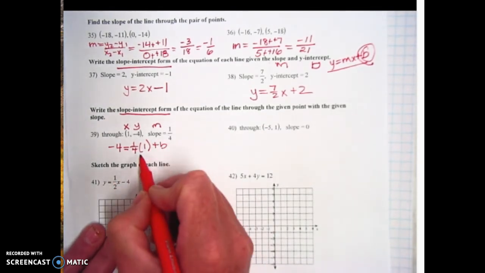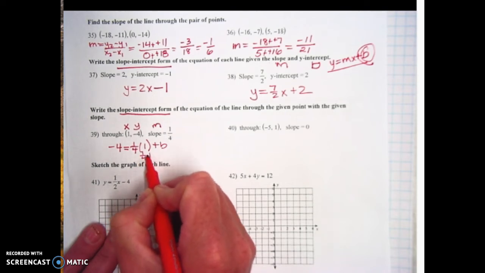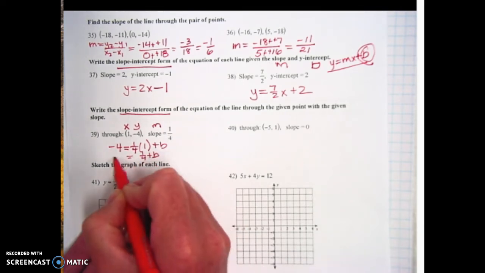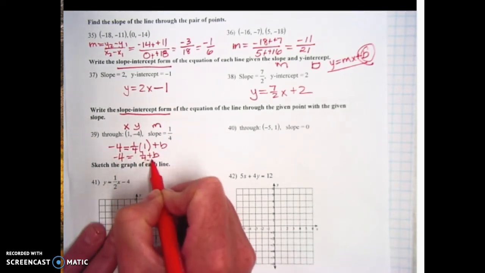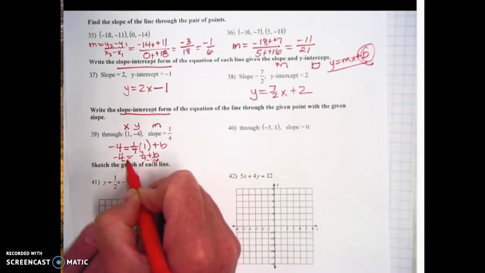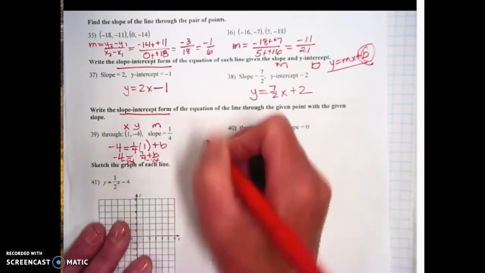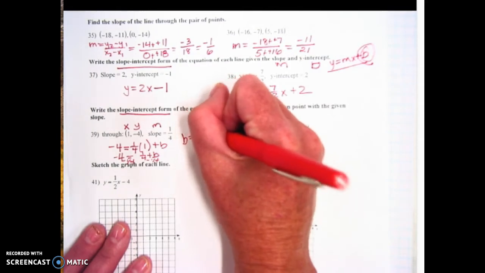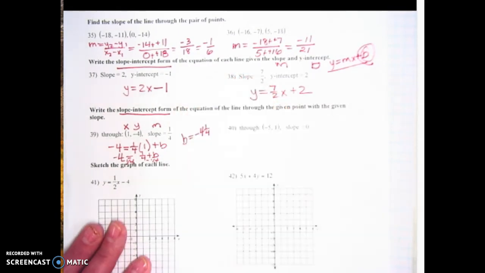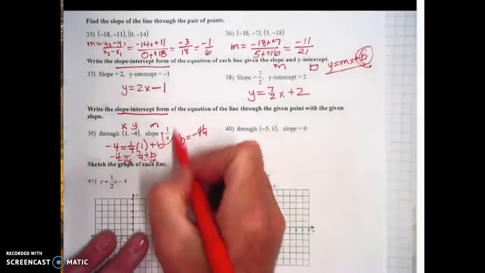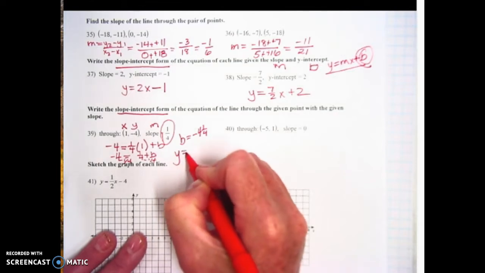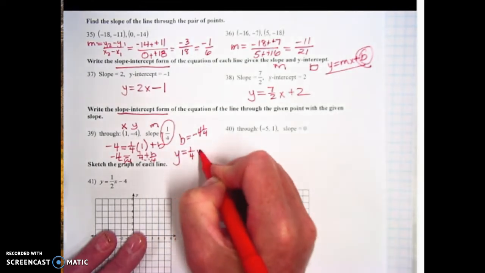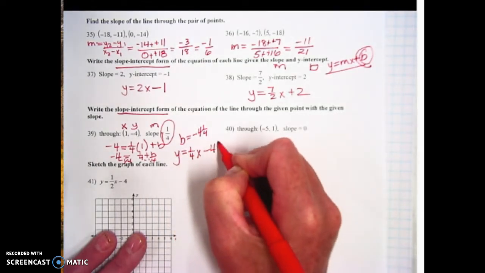1/4 times 1 is 1/4. And if we subtract that 1/4 from both sides, that gets us a b of negative 4 1/4. And we already know the slope because they gave it to us. So we're going to have y equals 1/4 x minus 4 1/4.